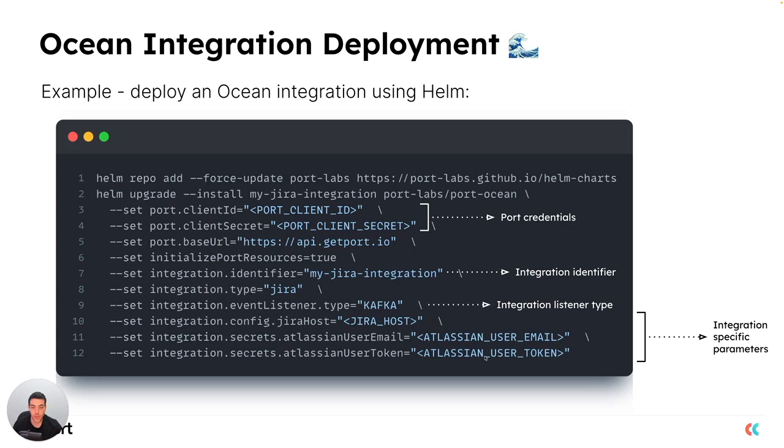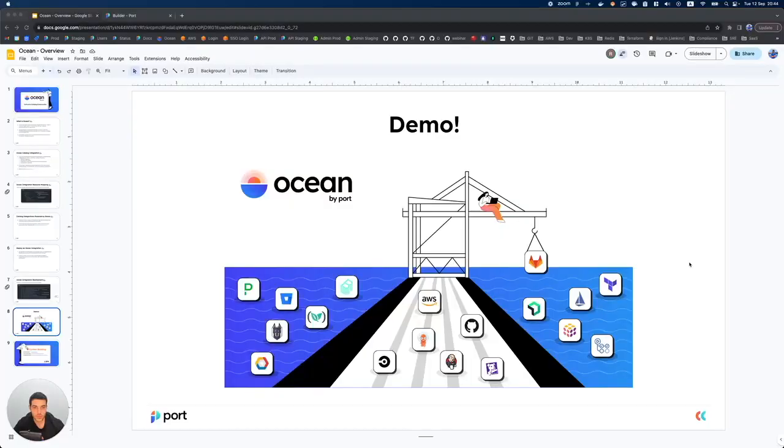For example, in the case of the Jira integration, we need to provide the Jira host, the Atlassian user email, the Atlassian user token, and so on, in order to authenticate with Jira. Now it's time for a demo.